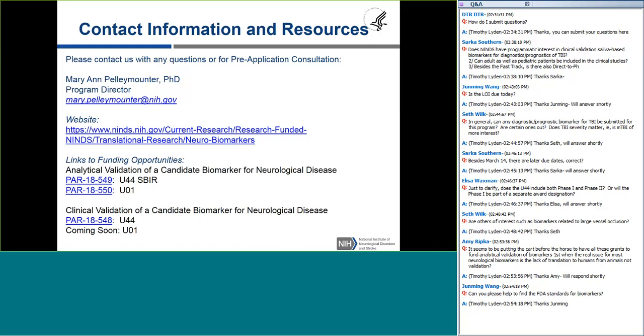So the next question is, in general, can any prognostic biomarker for TBI be submitted for this program? And the answer is yes. Again, we're not going to be specific about what types of biomarkers you can do. We're more interested in helping you through the validation process. And in terms of what would be of more interest, for questions like that you should contact us, and we'll get our disease area program official on the call with us, and they might be more able to help you answer the question of what is of more interest.